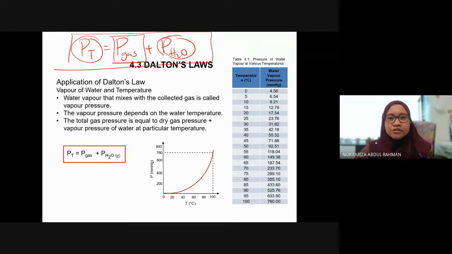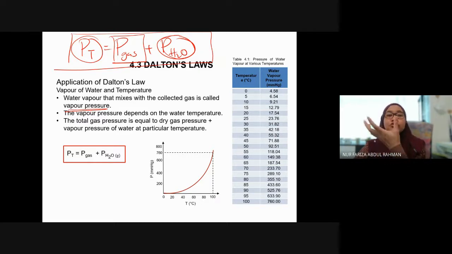Okay, so PH2O is a constant. So anything about water, we should have the information. Okay, because water is a universal solvent. So normally kita akan ada information on water. Okay, alright. So vapor of water and temperature. Water vapor that mix with the collected gas is called vapor pressure. So of course water yang vaporize tu dia jadi gas kan, jadi vapor kan. Vapor tu adalah gas lah.